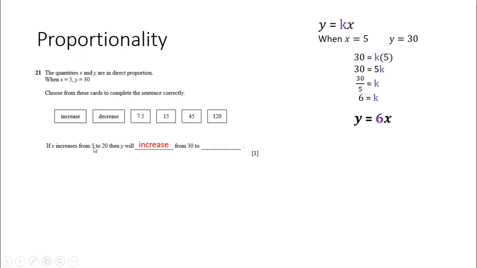Y is 6 times x. So when the x value has changed from 5 to 20, instead of 5 in here, we'll put 20 in here, the y value will definitely be bigger than 30. Y will be equal to 6 times 20, replacing the x with a 20, and 6 times 20 is 120. So if I increase x from 5 to 20, then y will increase from 30 to 120.